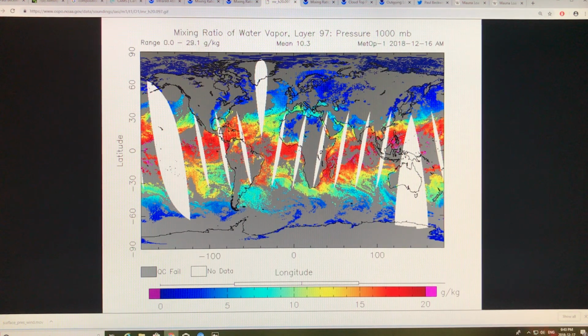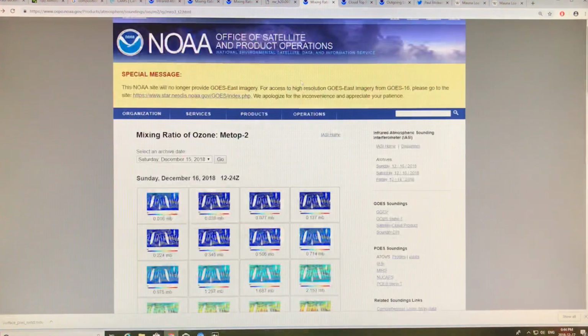You can see that the levels are the highest here over the oceans, dropping over the continents a bit. Between minus 30 degrees south and 30 degrees north, most of the water vapor is concentrated in that region. Now, if we look at ozone, we're going to see a different picture.